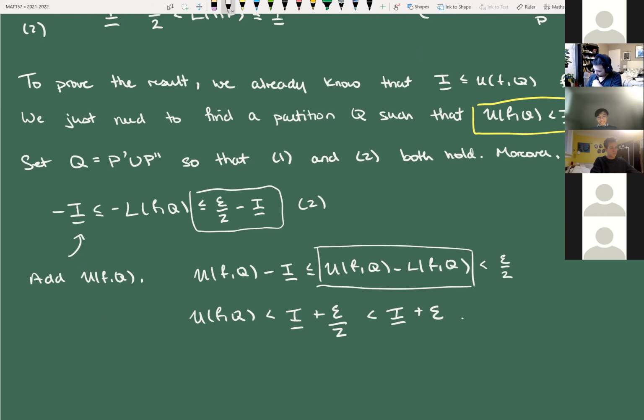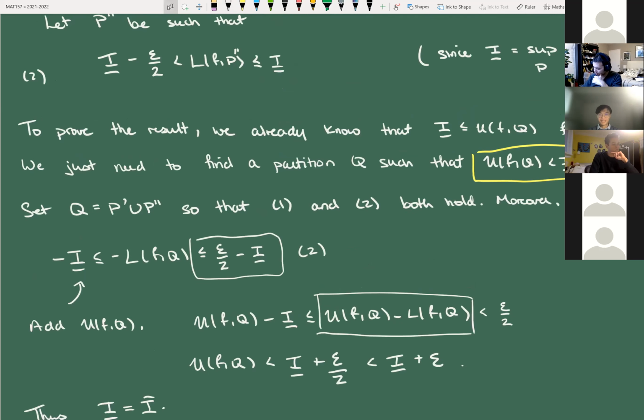Okay, great. So thus, I lower bar is equal to I upper bar. Is 2 supposed to be less than or equal to? What, right here? That one should be a strict less than.